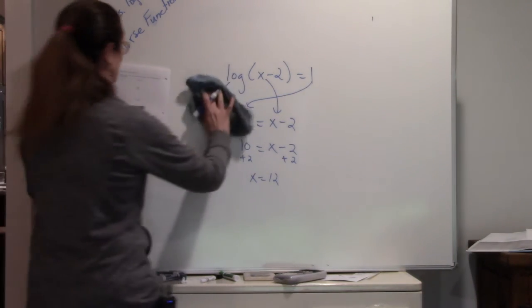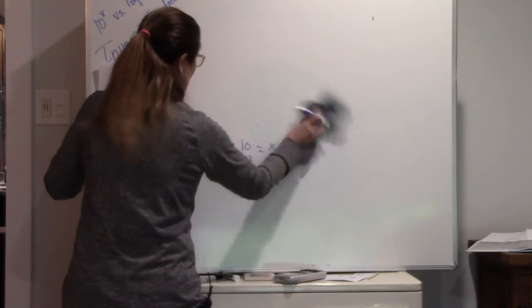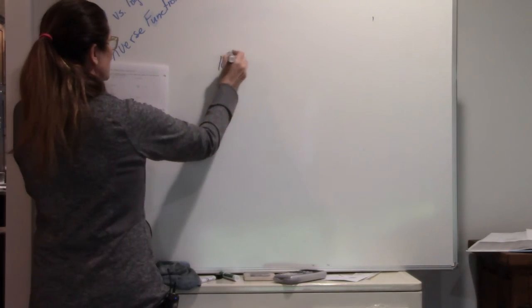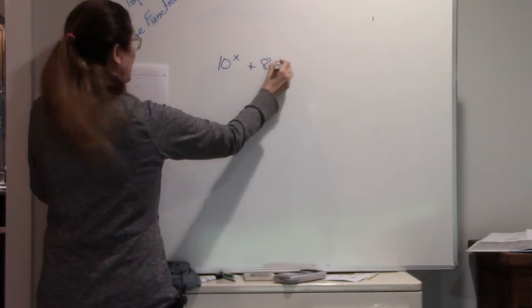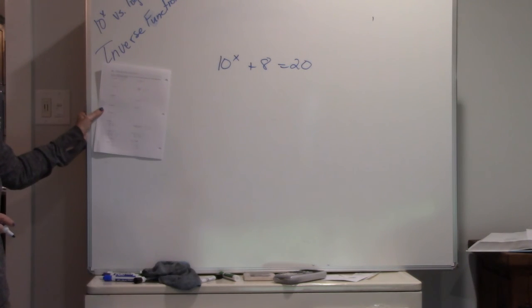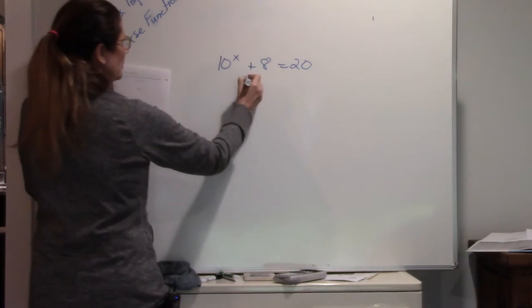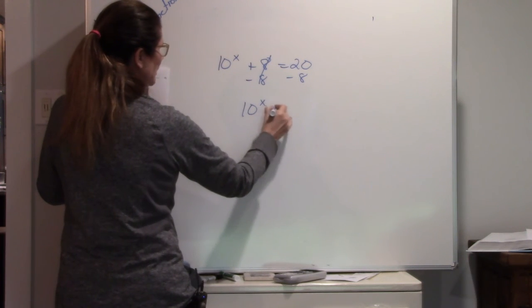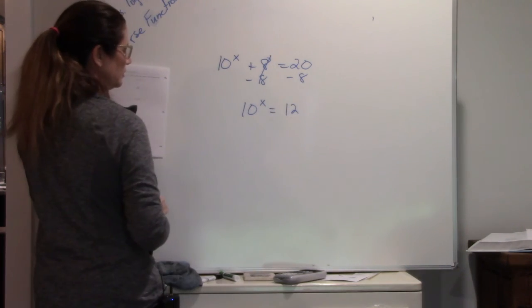All right, we're just going to do 2 more. And then I'll switch and go to applications. So 10 raised to the x plus 8 equals 20. So again, I can't do anything with that exponent and the variable until I isolate it. I have to get it by itself. So I'm going to subtract off the 8. So I get 10 raised to the x power equals 12.